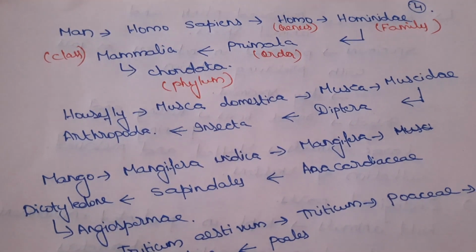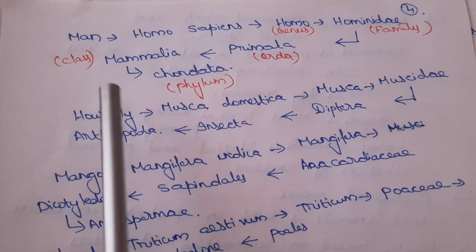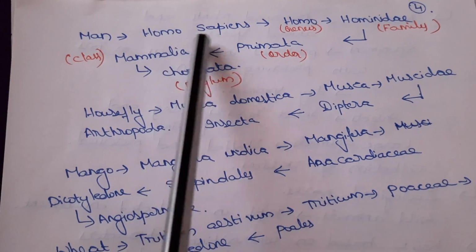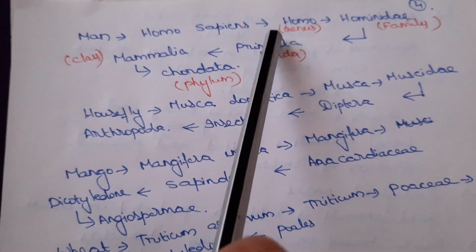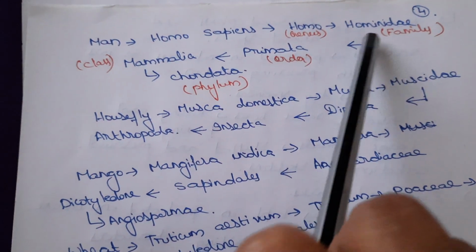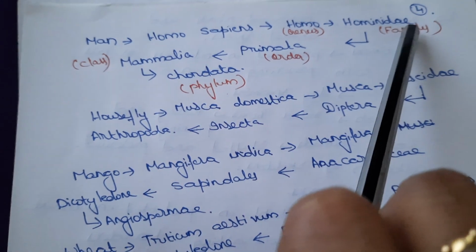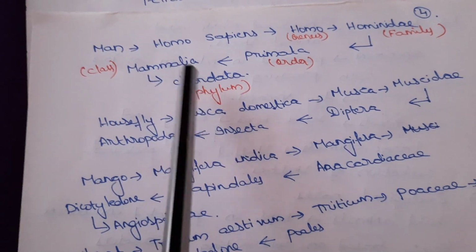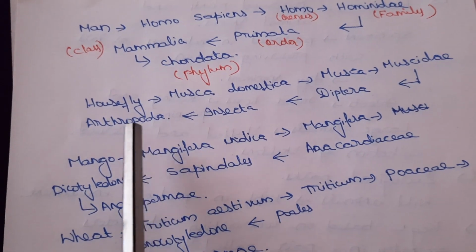Now here, let's see some of the examples. For man, the species name or the scientific name is Homo sapiens. Homo indicates a genus, belongs to Hominidae family, to Primata order, class is Mammalia, phylum Chordata.